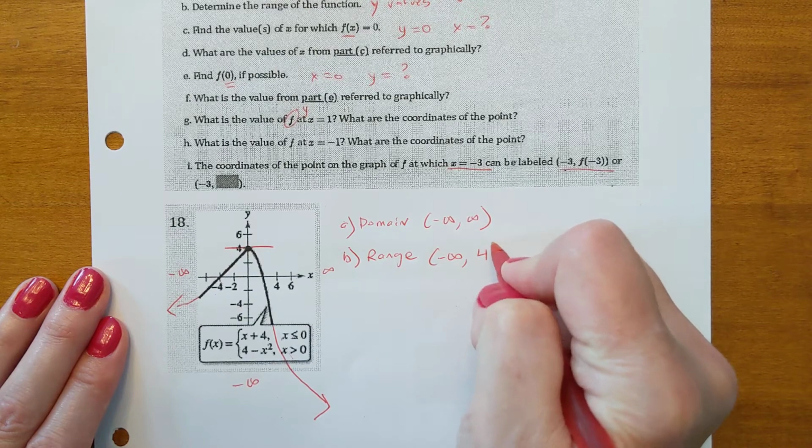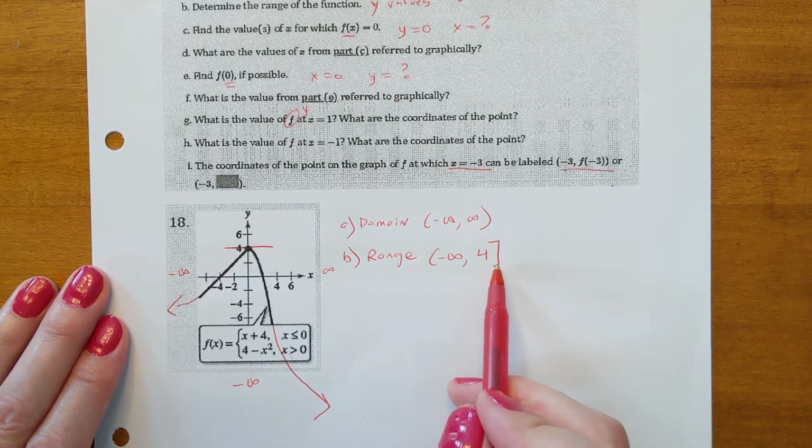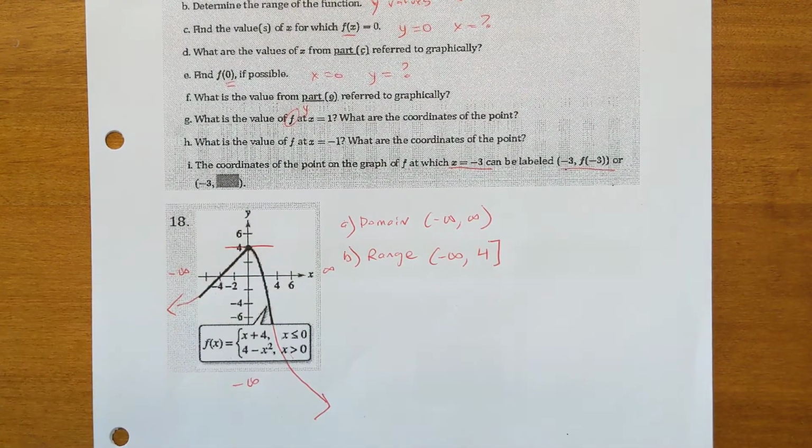And they have a dot on the 4, so that means that it's included, so you put a bracket on it. Infinity is not closed. Infinity goes forever. That's why there's not a bracket on it. If there was a bracket on it, that means it stops, and that's the end point of it. There's no ending, so you're going to use parentheses on it.